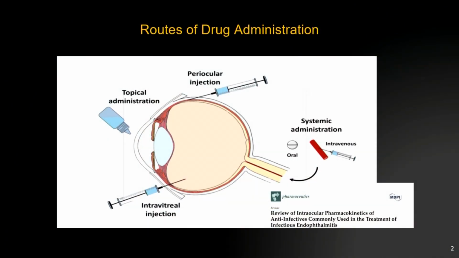So to start with, what are the routes of drug administration we commonly see in ophthalmological practice, especially in cases of endophthalmitis? We can give the agents via topical administration, intravitreal injection, or systemic, like oral and intravenous. Periocular injection we rarely see in our clinical practice.